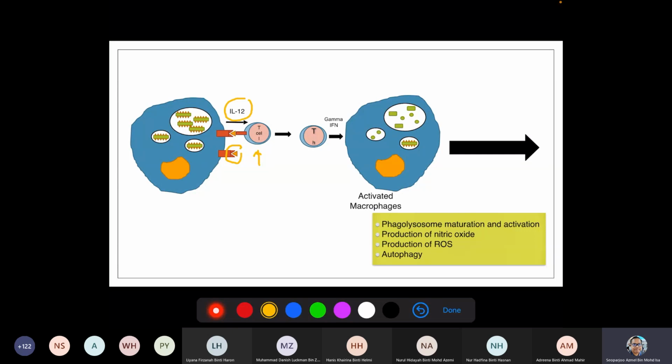cells to transform into T helper cells, in which this T helper will help re-stimulate the macrophages by the release of interferon gamma, and then it will activate the macrophages. So activated macrophages will then release other enzymes that can destroy the mycobacterium. For example, phagolysosome maturation and activation, production of nitric oxide, production of reactive oxygen species, and autophagy of the mycobacterium itself. So all of these things will cause the mycobacterium to be destroyed and killed.